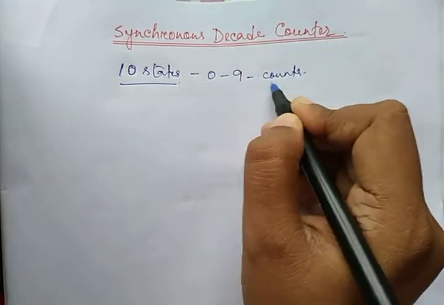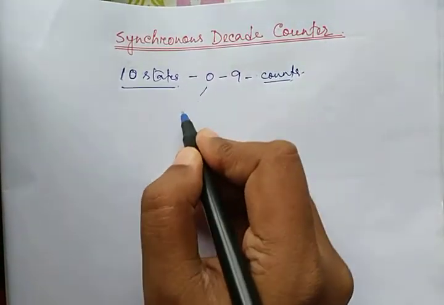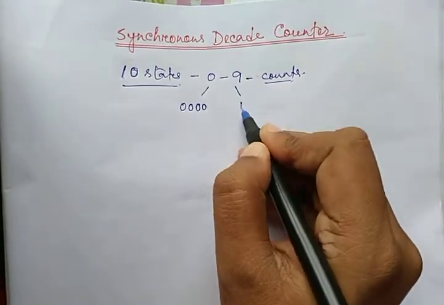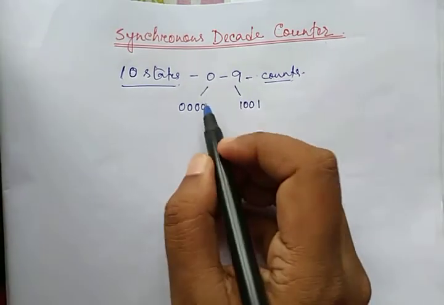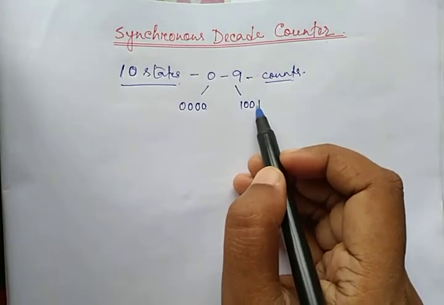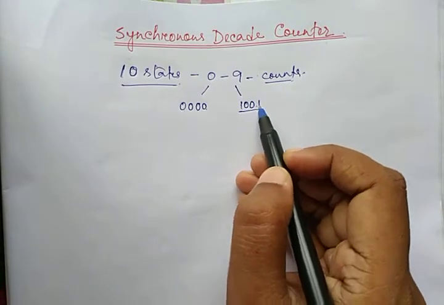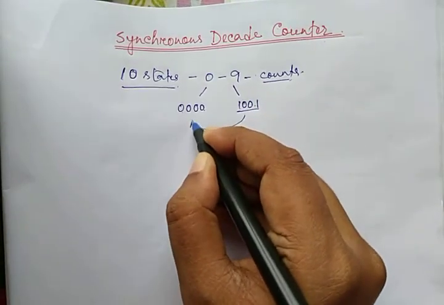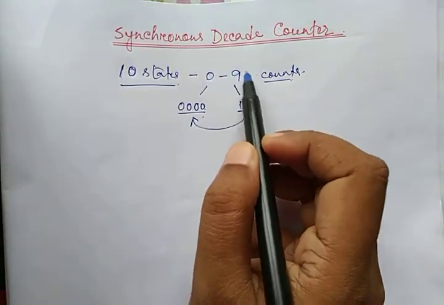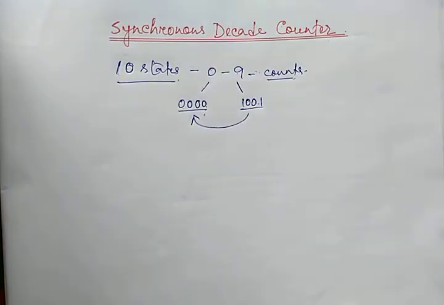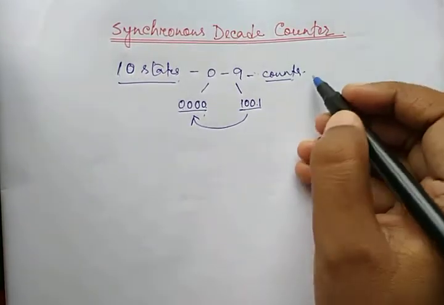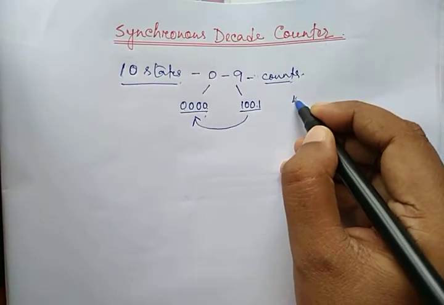It counts 0 to 9. So 0 means its binary number is 0000, and 9 means binary number is 1001. That means it starts from 0000 and ends with 1001. After reaching 1001, again it converts into 0000. It recycles, that means it counts 0 to 9, again 0 to 9, again 0 to 9 in such a way.